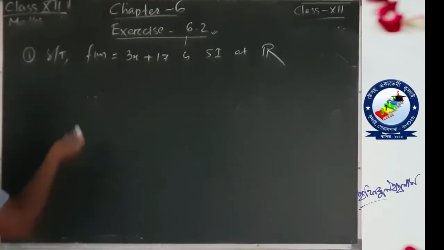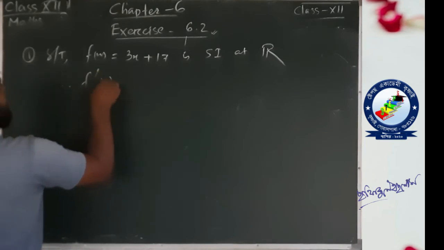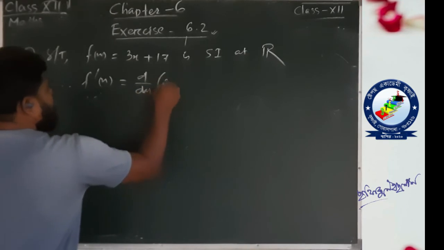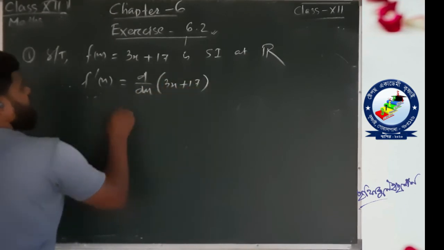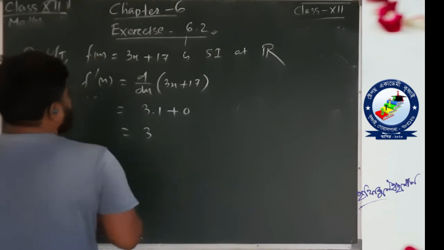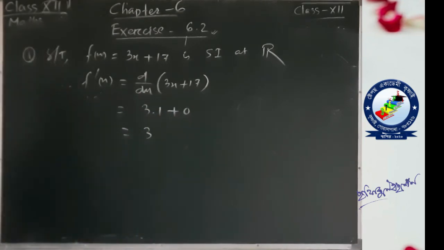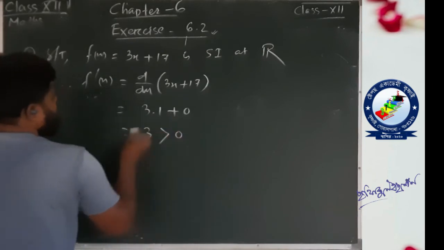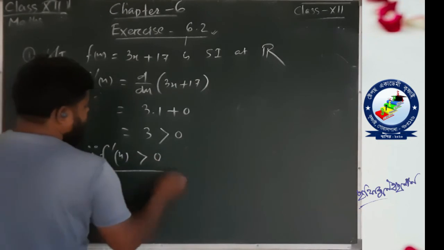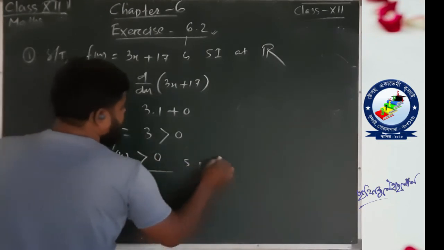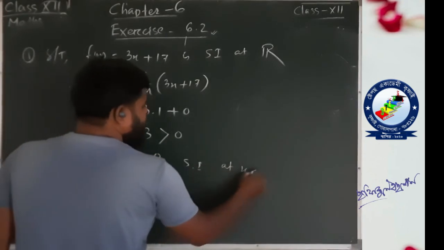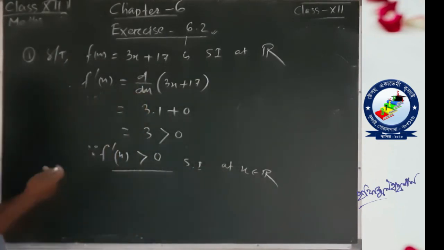So how to prove it? Simple, find f dash x. ddx of 3x plus 17. So ddx of 3x is 3 into 1 plus 0. So 3 is a constant function and 3 is always greater than 0. So since f dash x is greater than 0, it is strictly increasing because this is independent of x. So it is increasing for x belongs to R, for anything.